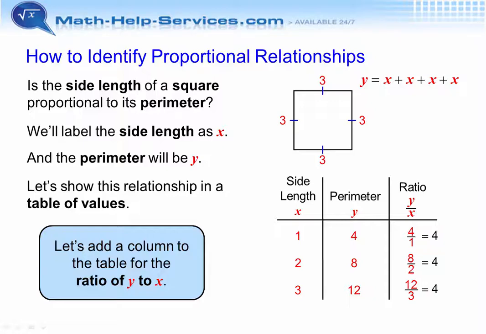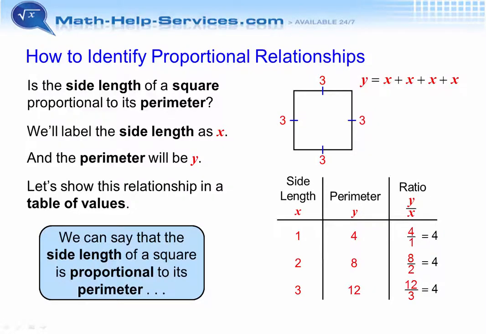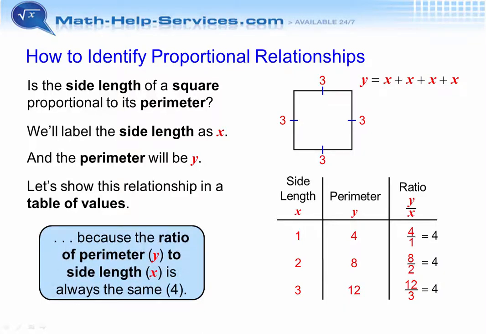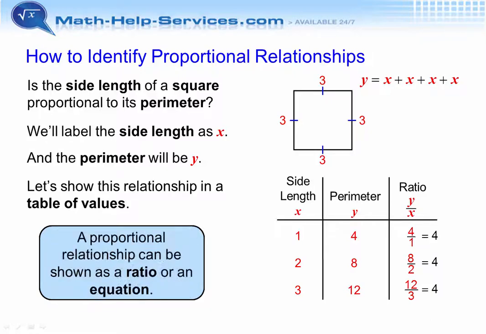Next we'd have 12 to 3. Again, that's 4. We can say that the side length of a square is proportional to its perimeter, because the ratio of perimeter, Y, to side length, X, is always the same, in this case 4. A proportional relationship can be shown as a ratio or an equation. This is Y to X equals 4, or Y equals 4X.